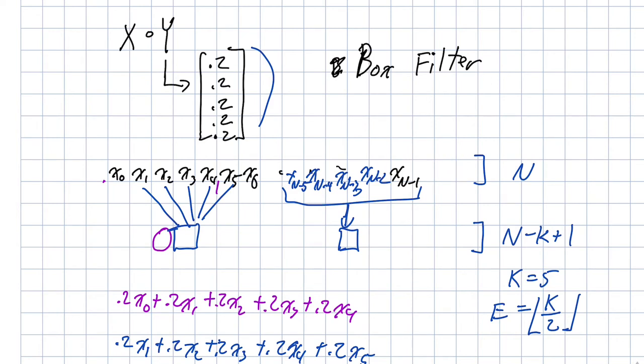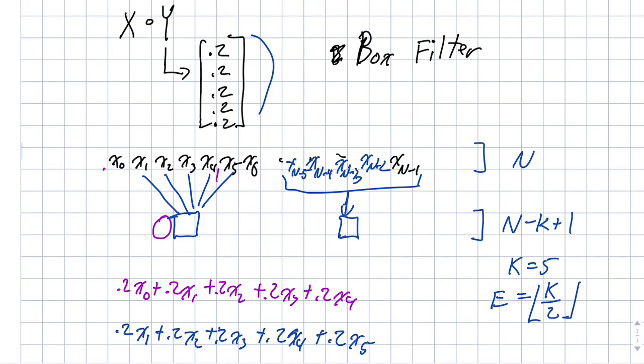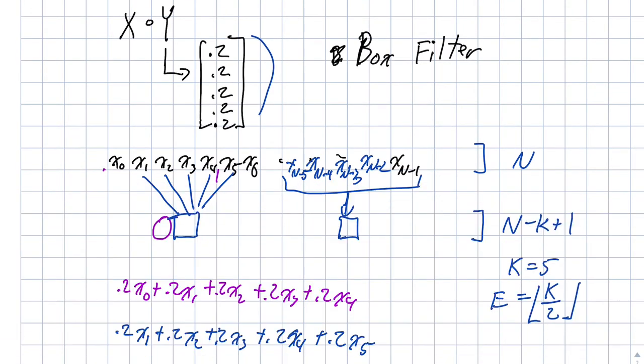And if we do that, then the result of this modified x convolved with y will leave us with a vector of size n. So let's go ahead and do that. K divided by 2 round down is 2. So I'm going to put an x0 here and an x0 here. And here I'm going to put an xn minus 1 and an xn minus 1. And that gives me a vector now of length n plus 4.